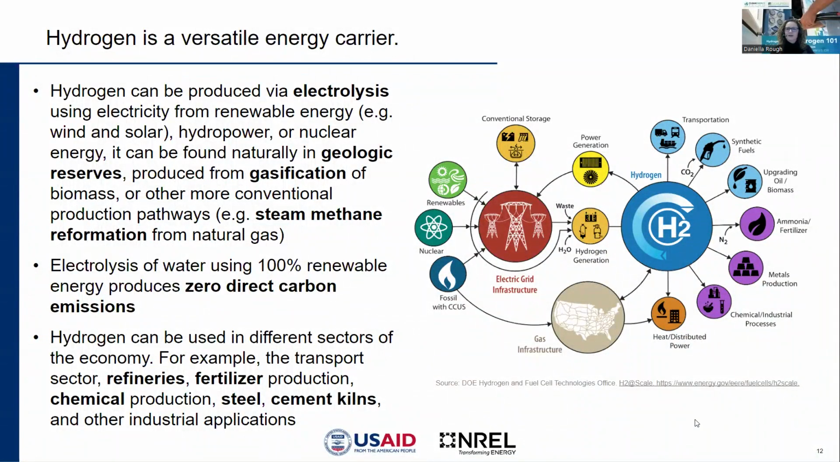We can produce it from multiple sources. We can produce it from the more conventional approach of steam methane reformation from natural gas. And then when you add carbon capture, utilization, and storage, we start looking at cleaner production pathways from that source. But then we have other really interesting sources from renewable energy, such as gasification of biomass. We even have geological reserves of hydrogen, natural reserves of hydrogen.